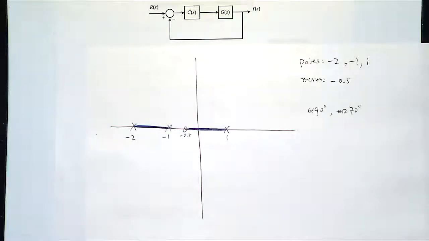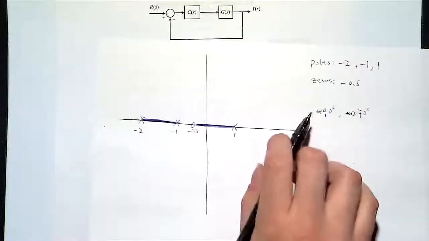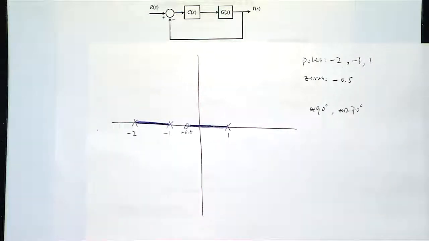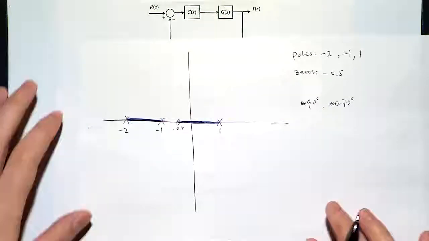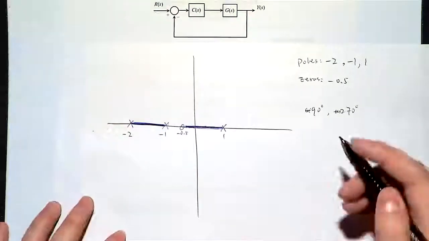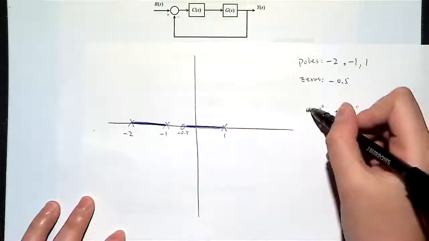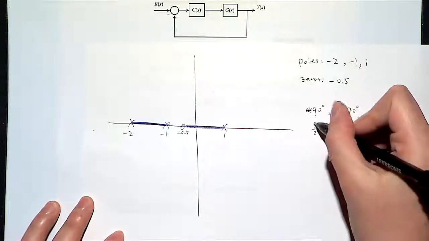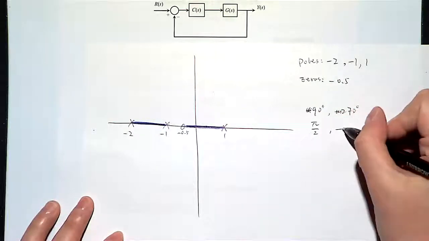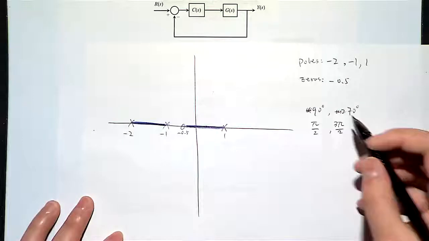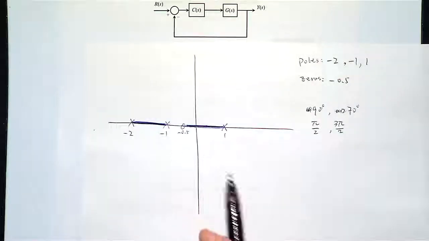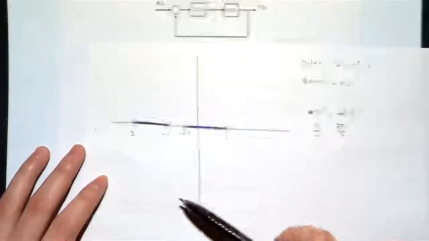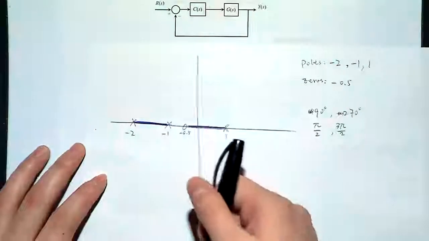If you follow the formula, I don't have the formula here, but the formula is available on your slides, you get one as pi on 2, the other as 3 pi on 2, right? That's 90 degrees and 270 degrees. So you know that one asymptote is pointing upwards, the other is pointing downwards.